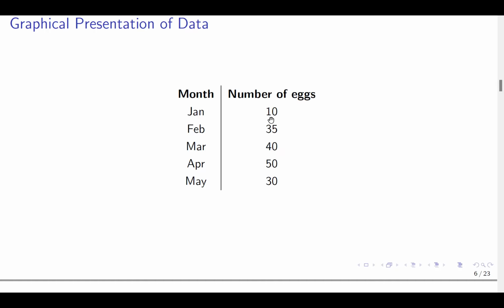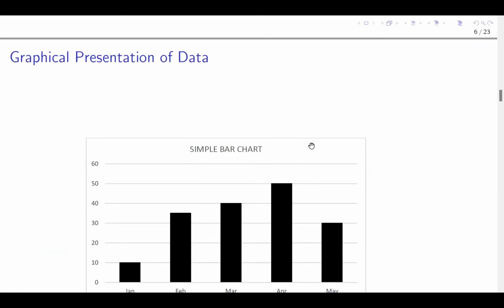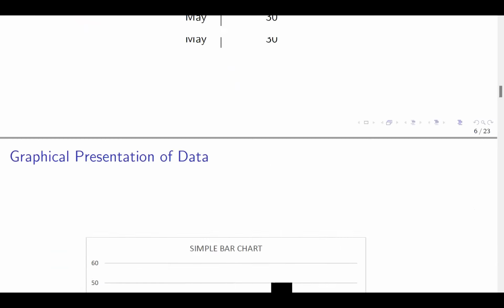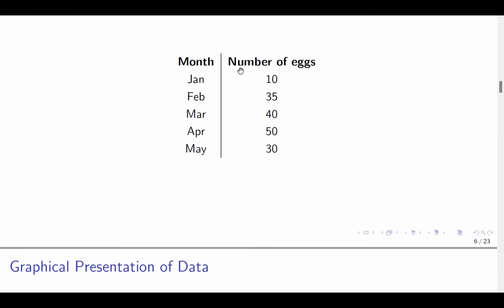In the month of January, we had 10 crates of eggs sold. February, we had 35 crates of eggs, and so on. So if you want to represent this data in the form of a graph, you can use a simple bar chart. And this is how it is illustrated, all right? So you realize that in this chart, we have our horizontal axis and then our vertical axis. And the count is from January has 10, that's a least count, and April has 50, that's a maximum count.